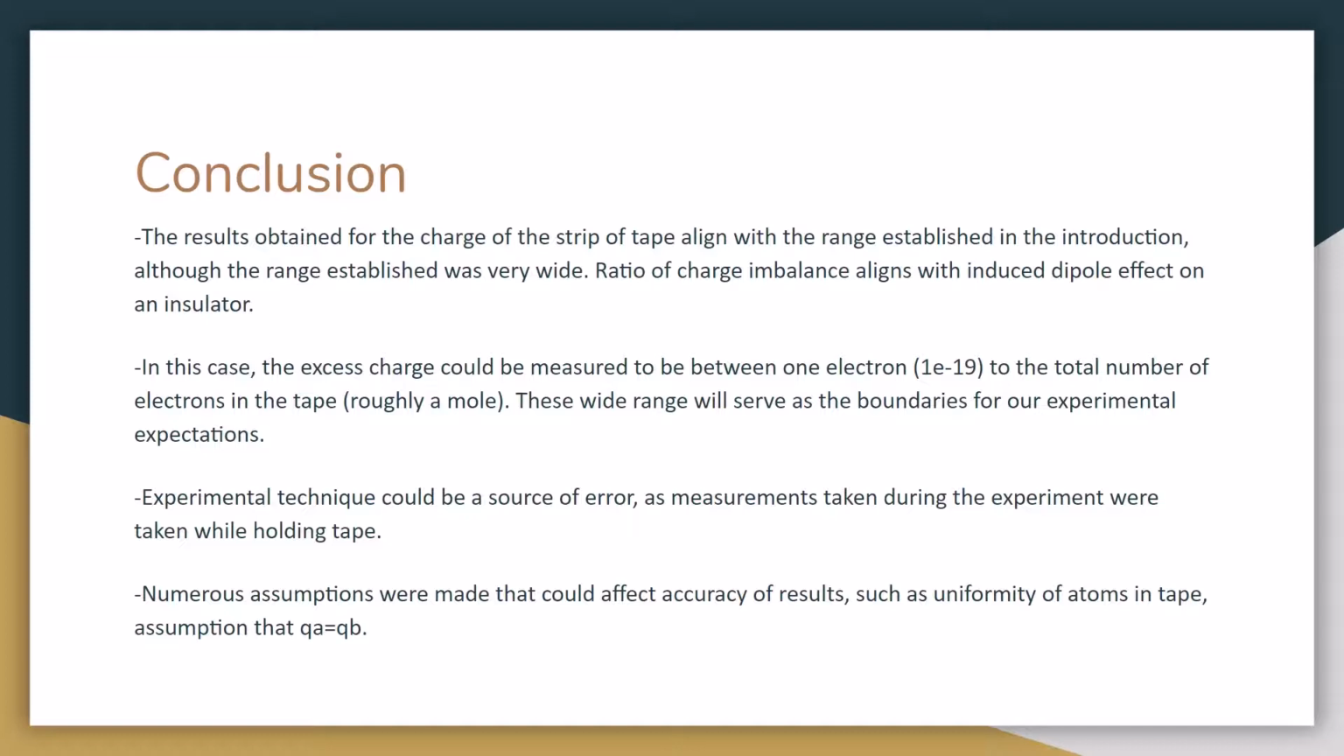In conclusion, the results obtained for the charge of the strip align with the range that we would expect to see of these values, and the ratio of charge imbalance aligns with induced dipole effect on an insulator. The experimental technique could be a source of error, as measurements during the experiment were taken while holding the tape. Obviously, it was hard to get a good angle there. There are other assumptions made that could affect the accuracy of the results as well, such as the uniformity of the atoms in the tape and the assumption that the charges in the tape were exactly equal.